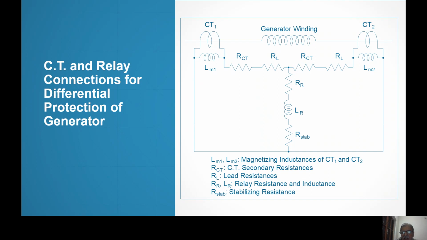And to keep the relay stable against external fault, so that the current passing through the relay does not cross the setting, we connect the stabilizing resistance R step. Now, our duty is to find the correct value of R step so that the relay is stable against external fault yet not very insensitive. Because by connecting R step, to an extent you are making the relay insensitive against internal faults. So you have to manage the balance.